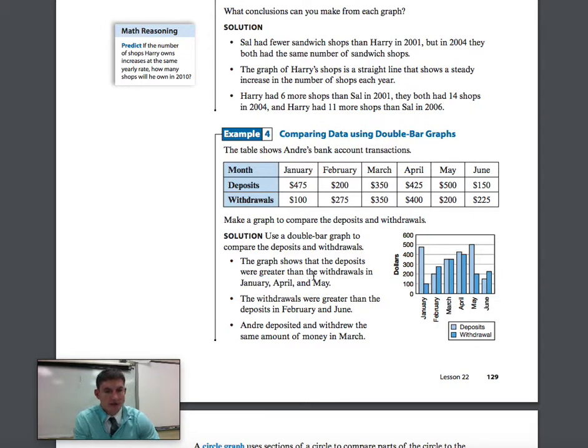This graph shows that the deposits were greater than the withdrawals in January, April, and May. The withdrawals were greater than the deposits in February and June. Andre deposited and withdrew the same amount of money in March. So deposit was larger, withdrawal was larger, same amount, deposit was larger, withdrawal was larger. Sometimes you spend more money than you make in that month, and you've got to rely on the savings that you had from previous months.